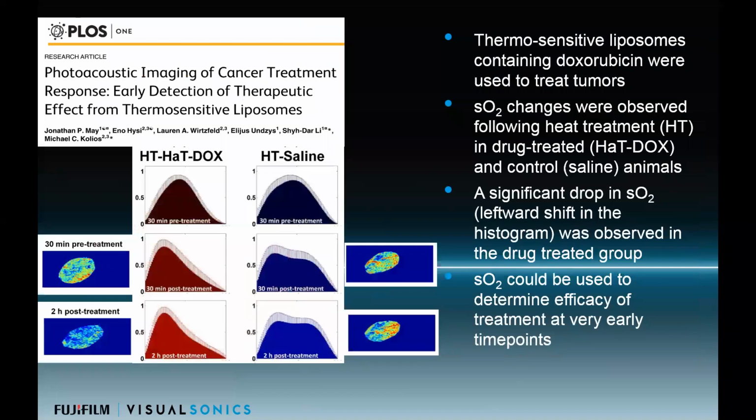Here's an article that was published, I think last year, by Jonathan May out of Mike Kolios's group at Ryerson University. And they were actually one of the ones that inspired us to do some of this work, because they were able to see differences in tumor heterogeneity. I won't go into great detail, but they were essentially able to see differences in tumor heterogeneity by looking at that histogram.